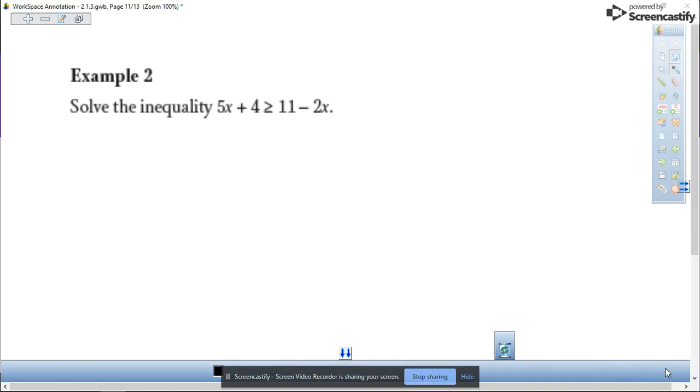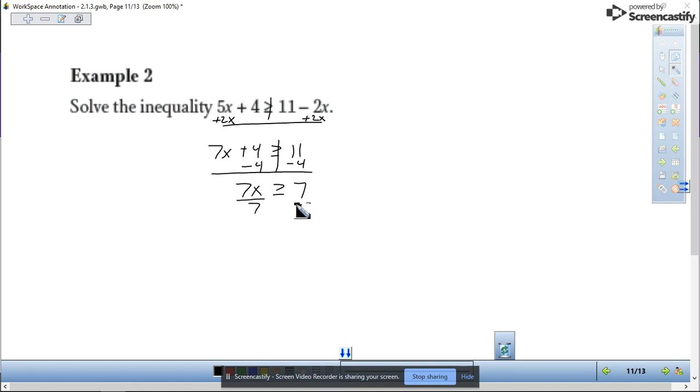All right, let's see if we can't get this last one done right here. Same thing as before. We got variables on both sides. We want to get them together. So I am going to add 2x. So that gives me 7x plus 4 is greater than or equal to 11. Subtract 4. And then that gives me 7x is greater than or equal to 7. Divide by 7. And we get x is greater than or equal to 1.